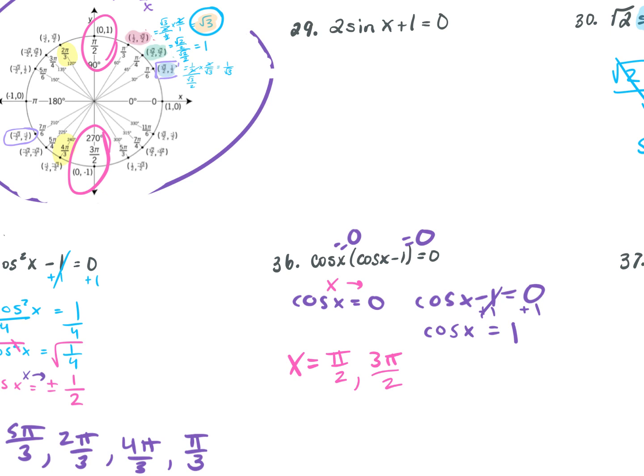In order to do the same thing with our other little equation here, we want to see where our x value is 1 on the unit circle. Where is our x value 1? At 0. Awesome. So 0 would be an answer too. So these would be our 3 answers.